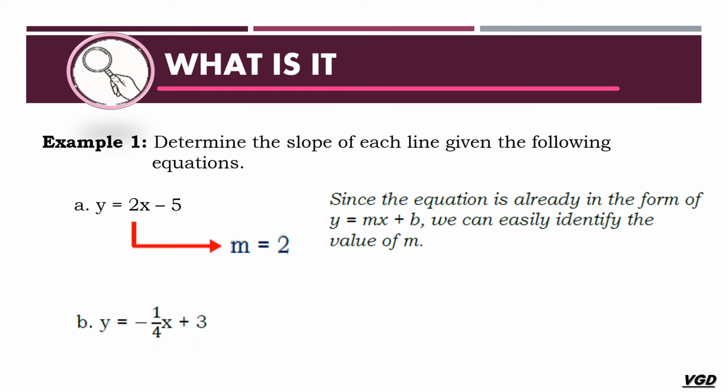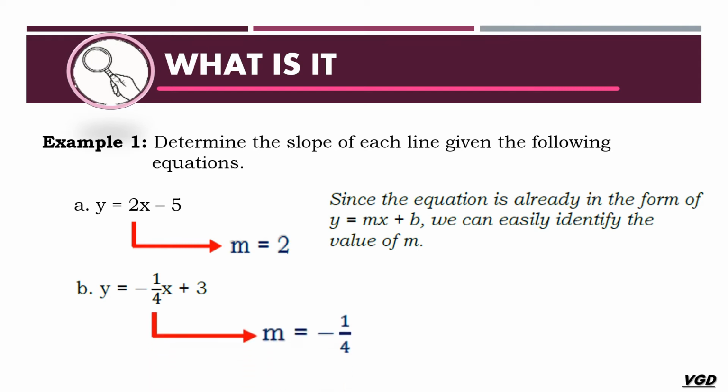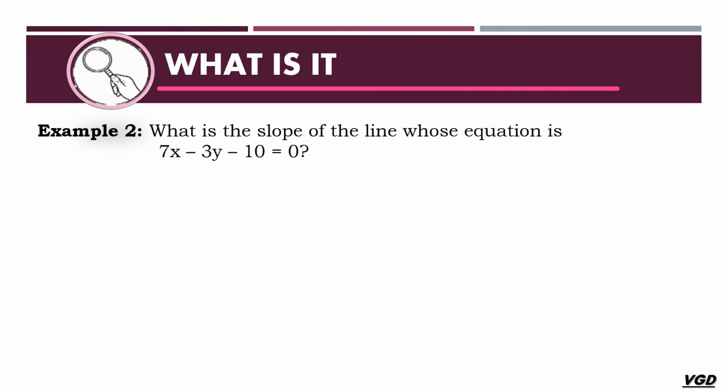Let's have another example. We have here y is equal to negative 1/4 x plus 3. And same in letter A, the equation is already in the form of y equals mx plus b. Therefore, we can just have the slope as m is equal to negative 1/4. Now let's have the second example. What is the slope of the line whose equation is 7x minus 3y minus 10 is equal to 0?